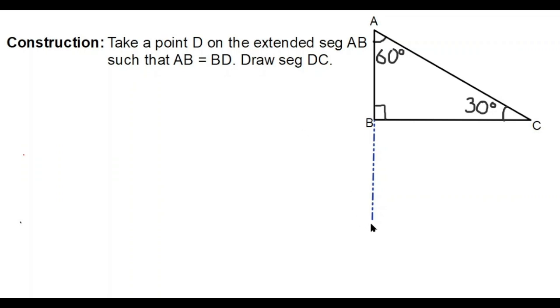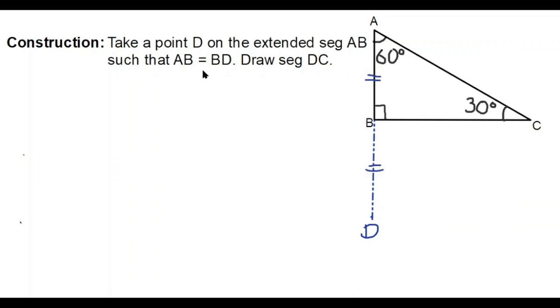So we have to take a point D on the extended segment AB such that AB is equal to BD. The length of the side AB should be equal to the length of the side BD. This length and this length should be equal. AB is equal to BD.